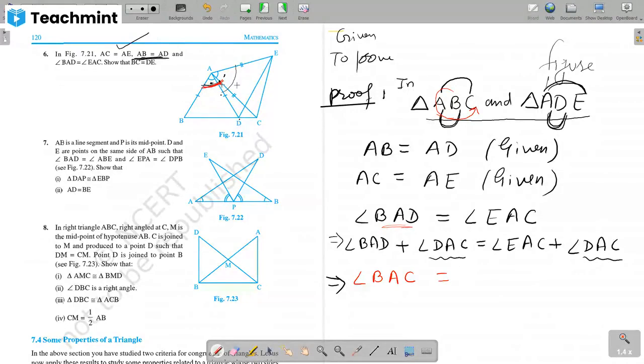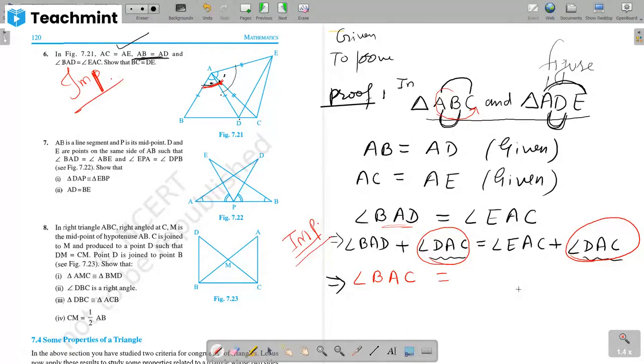Similarly, in triangle ADE, we want the complete angle DAE, but we are only given EAC. So this portion is missing. But we can add it. This is common. Now clear? To get this, we have added DAC to both sides of the equation. This is a very important line, an important part of this question, and that is why the question is also important.